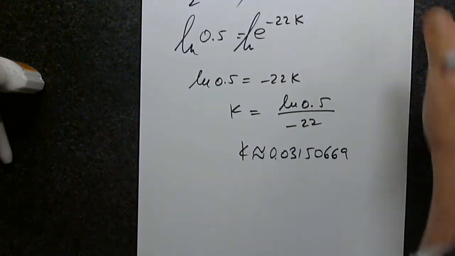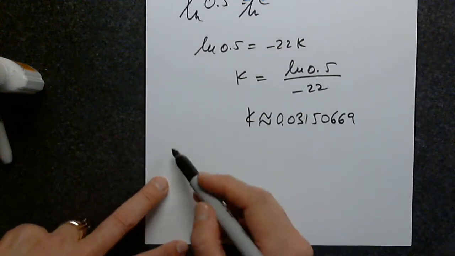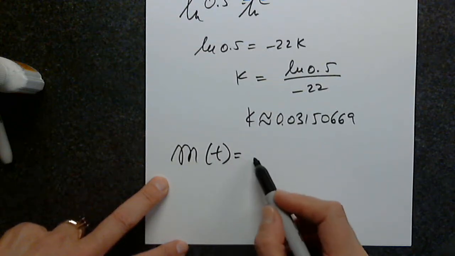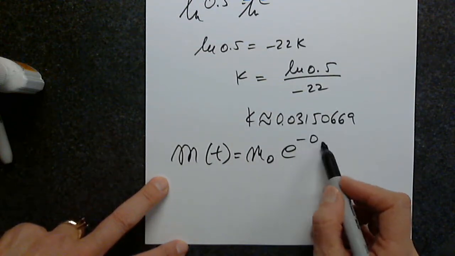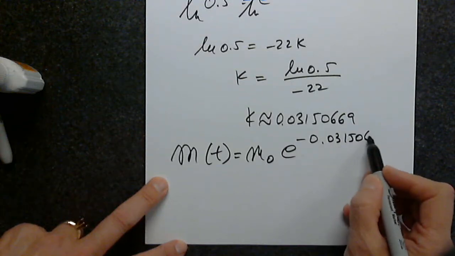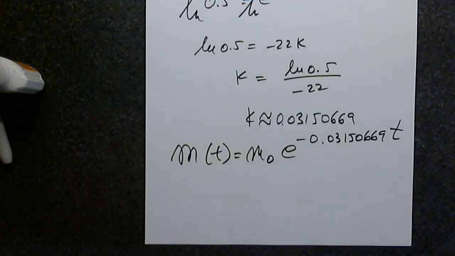Okay, so we have the model. The model is mass of T equals M0 e to the negative 0.031506669 T. You saw how big the difference was between rounding up the K and not rounding up; it was almost a year. So it makes a huge difference. Another decimal digit, yeah. Okay, so now we want to determine the time needed for M0 to decay to 80% of it.